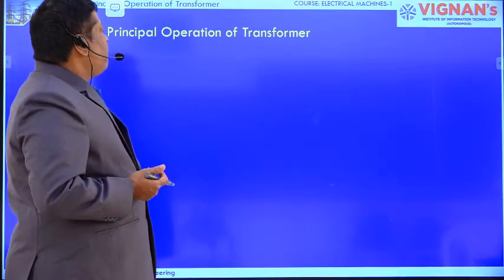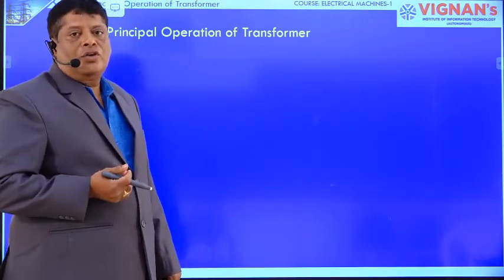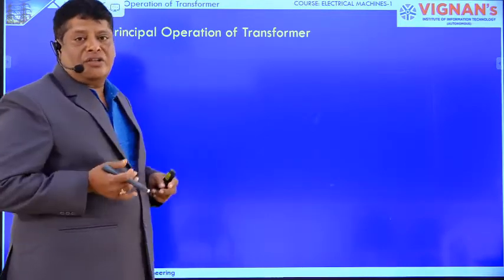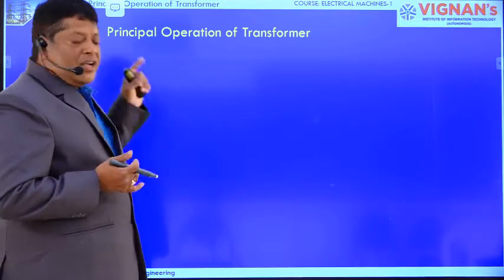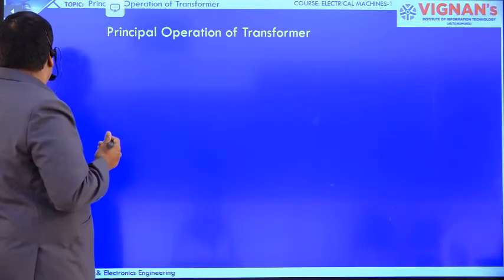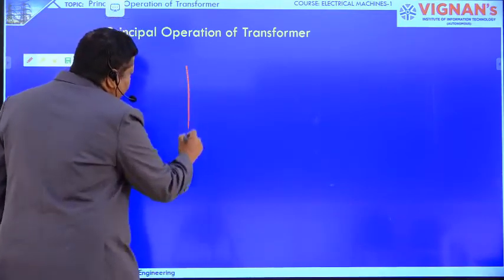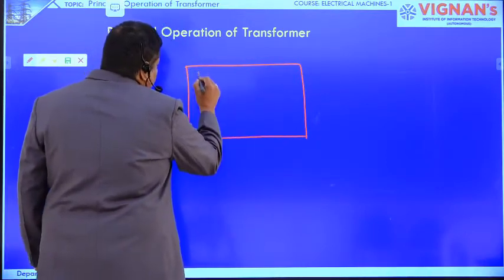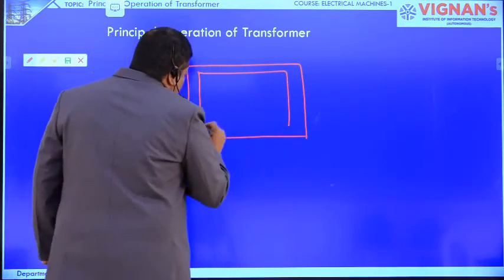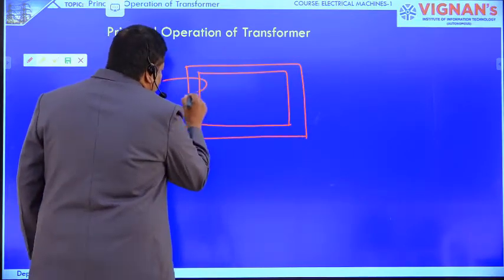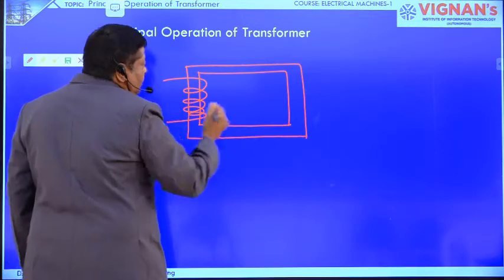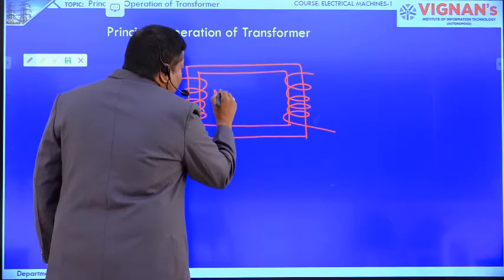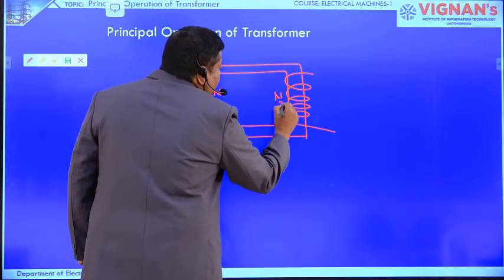Now we are going to see the principle of operation of a transformer: how exactly the transformer transfers power from one circuit to another circuit. To explain the principle of operation, here we have taken a core type transformer. This is the magnetic circuit. On the magnetic circuit, this is one winding, nothing but one coil. This is another winding, another coil. It has N1 number of turns. It has N2 number of turns.